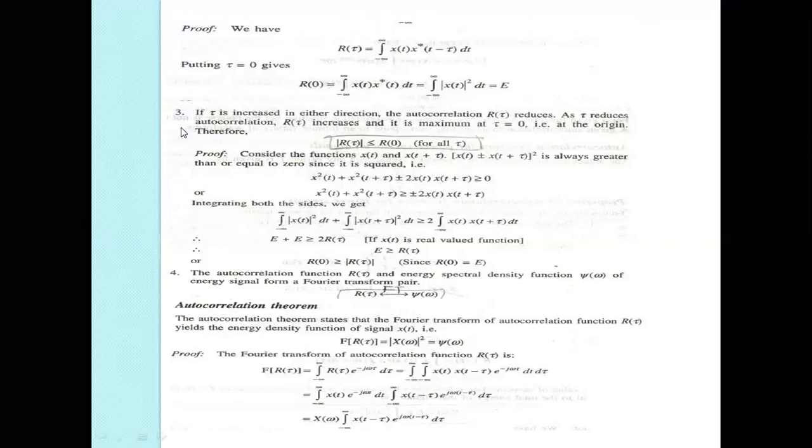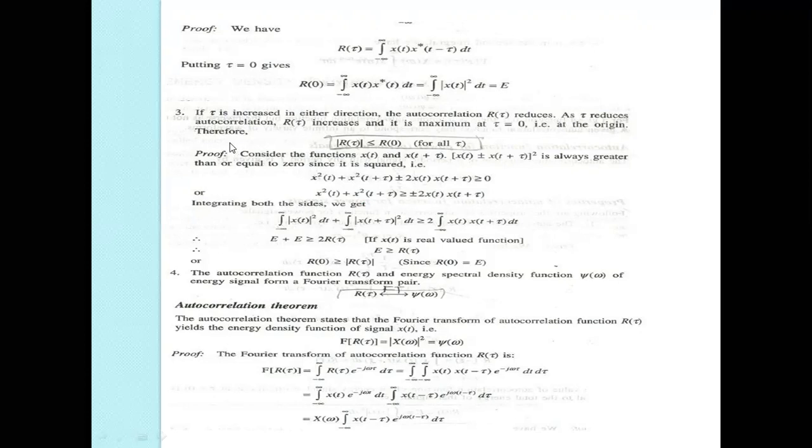And coming to the third property, this third property is somewhat different, my dear students. You don't have this type of property in the cross correlation equation. Listen carefully here to the statement of the third property of the autocorrelation function. If tau is increased in either direction, either tau in the negative direction or tau in the positive direction, the autocorrelation R of tau reduces. If tau increases, R of tau reduces.